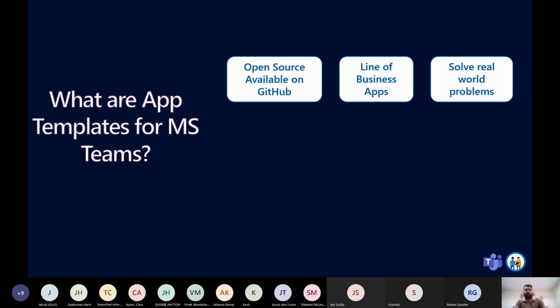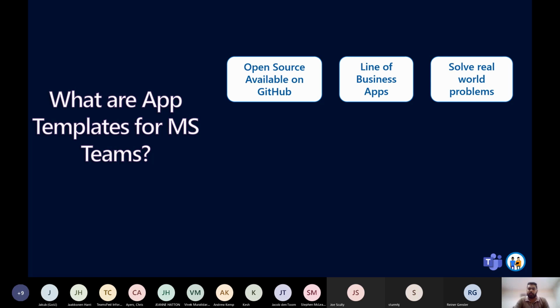Teams templates are essentially pre-built definitions of a team structure. They're completely different from app templates. So with that, let's get to know what app templates actually are. App templates are open source apps for Microsoft Teams. These are generally line of business apps that are available on GitHub.